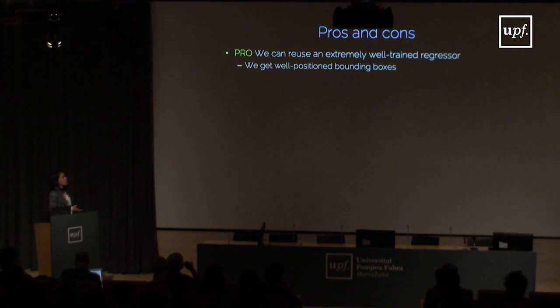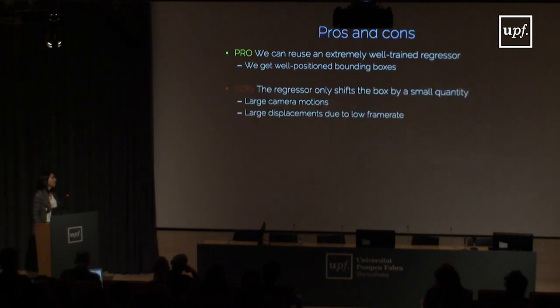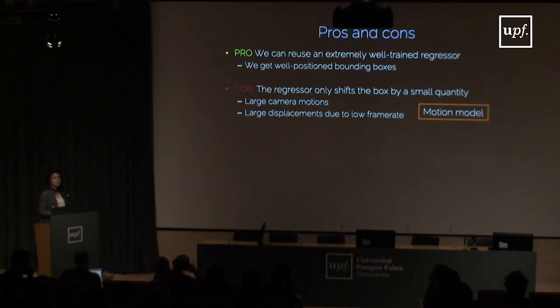Now, of course, there are pros and cons with this method. The biggest pro is that all these regressors are extremely well trained with tons and tons of data. And there's far more annotated detections than annotated trajectories. So we can actually leverage that to get really well-positioned bounding boxes. But the biggest con is that this regressor only shifts the bounding box by a small quantity. So if we have, for example, large camera motions or large displacements due to low frame rate, we actually have to compensate a bit for that. Now, we can easily do that with the motion model, either a camera motion model or a pedestrian motion model. So this is something that is also classically used in the tracking community.